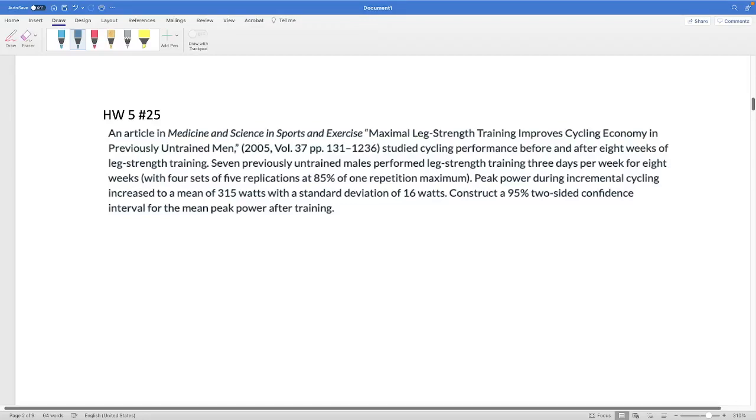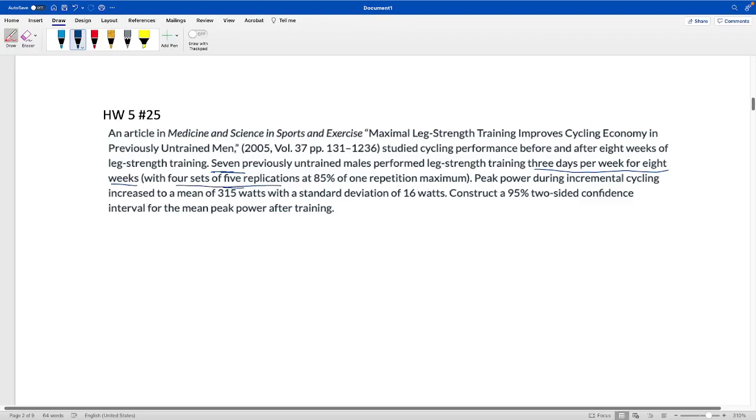We're going to take a look at homework number 5, question 25. I'll let you read through it. Maximum leg strength, studied cycling performance before and after 8 weeks of leg strength training. 7 previously untrained males, so that probably is important, it's a number, right? Performed leg strength training 3 days per week for 8 weeks. So it's kind of the treatment, but they've got numbers there, so it's underlying them. 4 sets of 5 replication, a lot of numbers. Again, this is the treatment, that they're going at 85% repetition maximum.